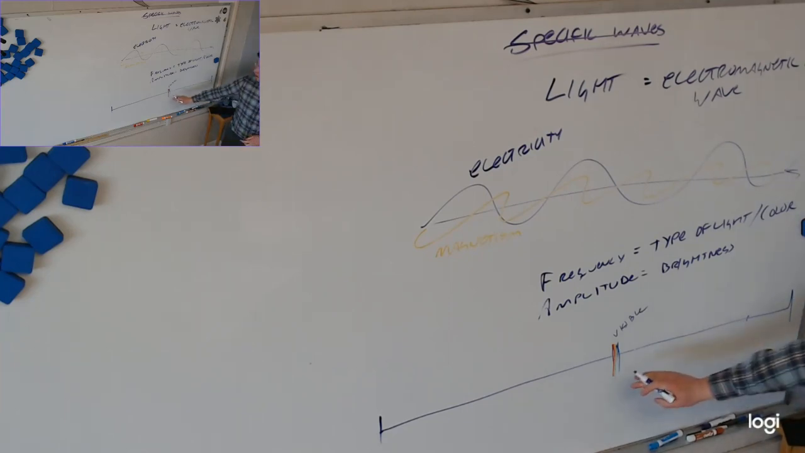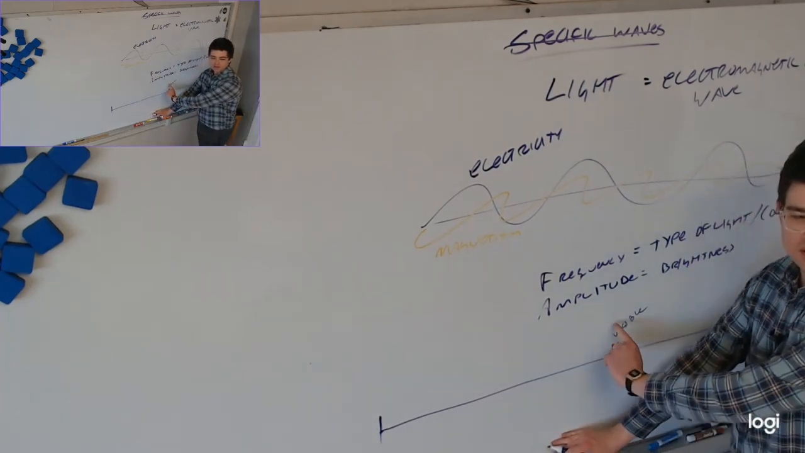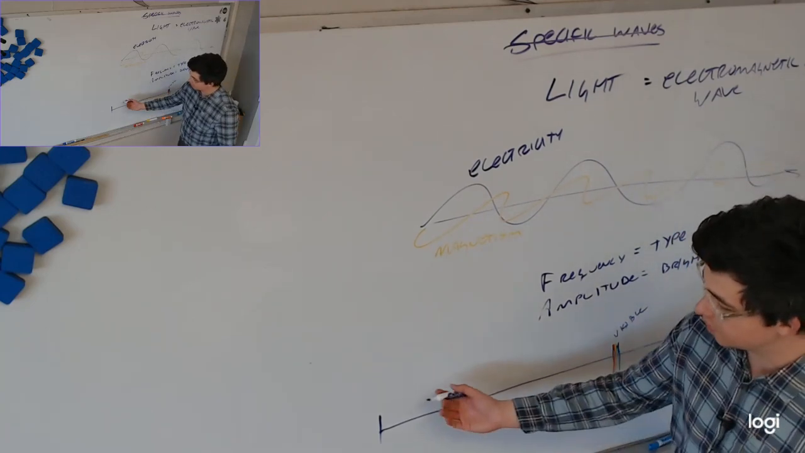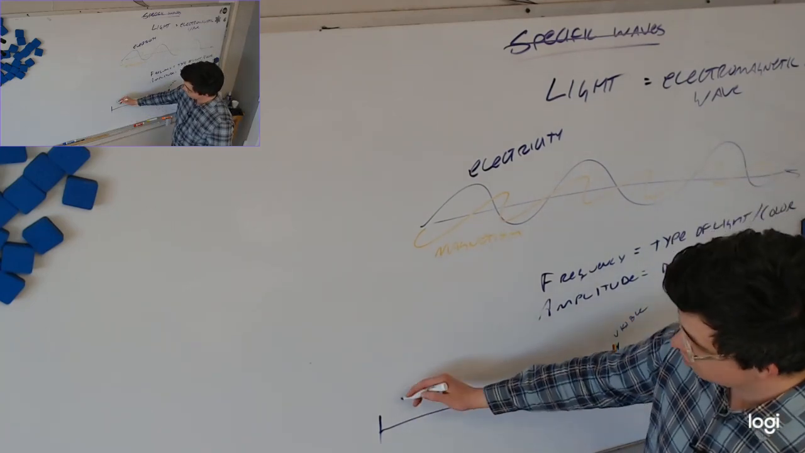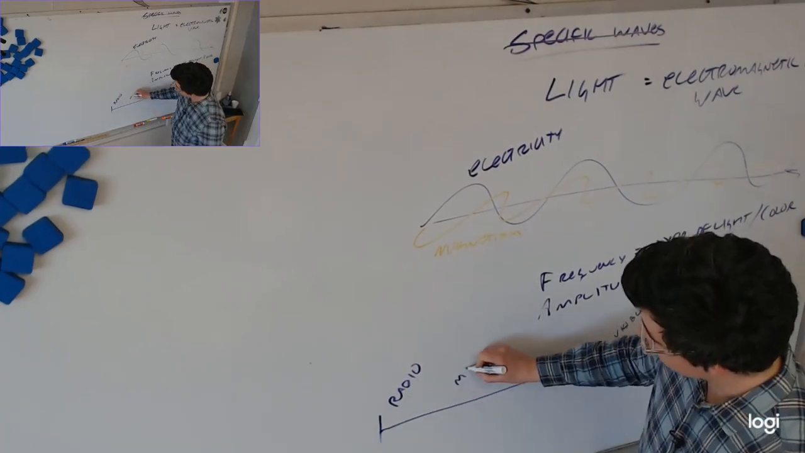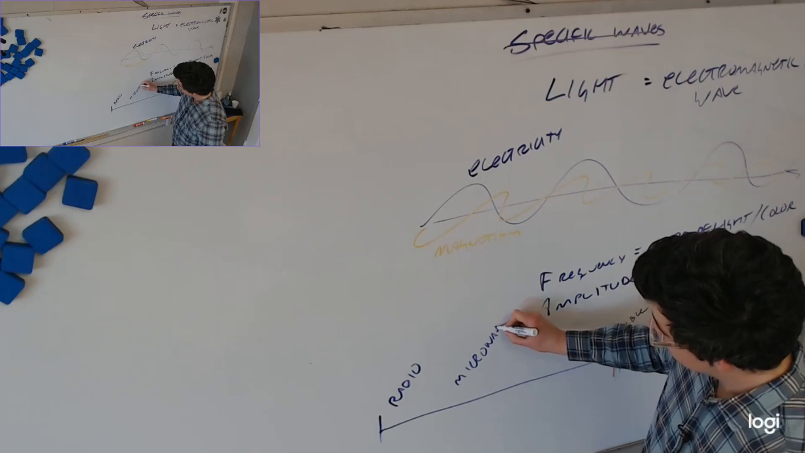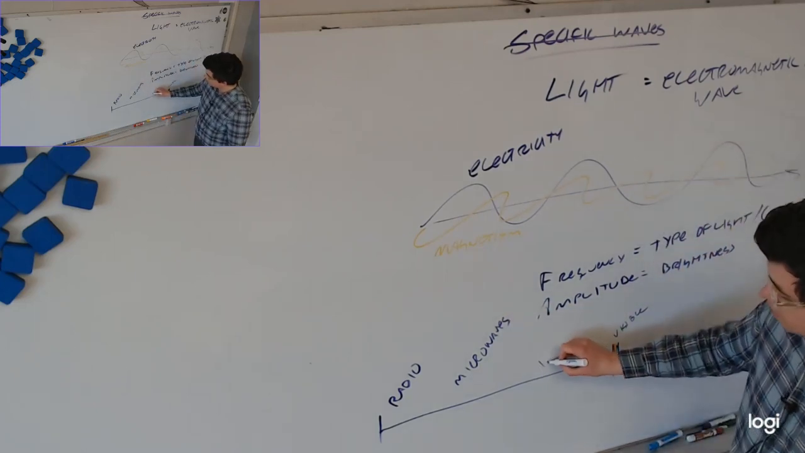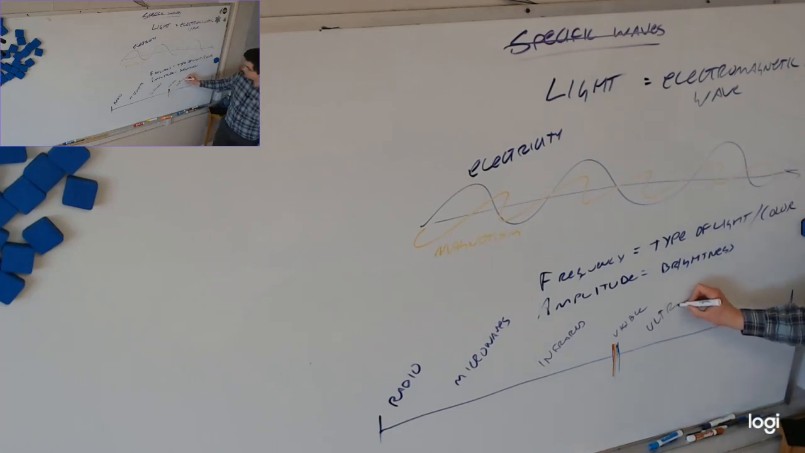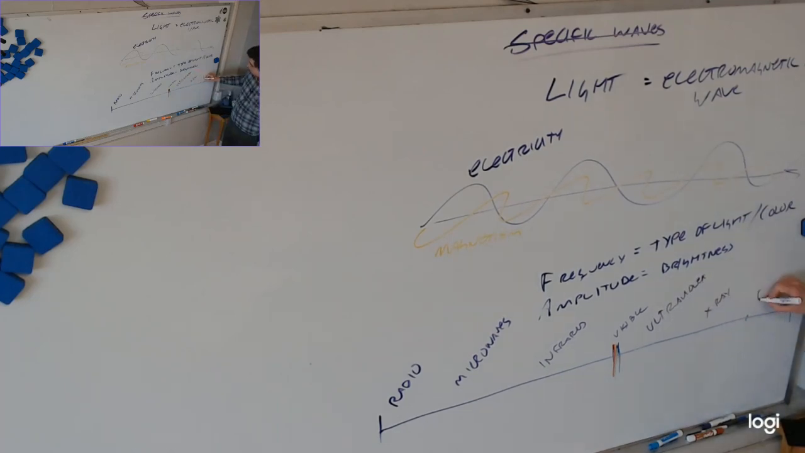But anyway, if this is visible light, what does that imply about the rest of this entire spectrum? It's non-visible, starting with down here, radio waves, microwaves. Oh, radio waves. Yep, all these are light waves. Microwaves, infrared, ultraviolet, X-ray. I thought radio waves would be sound waves. And gamma rays.